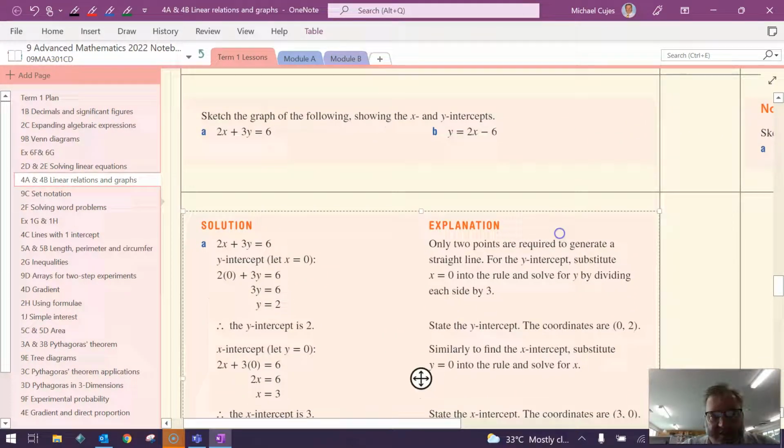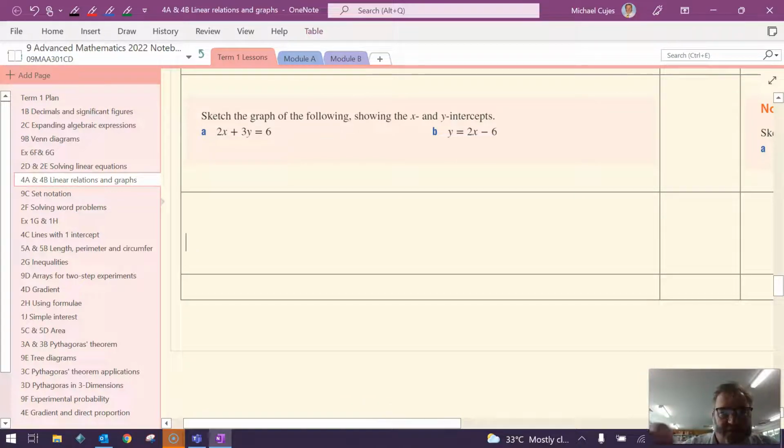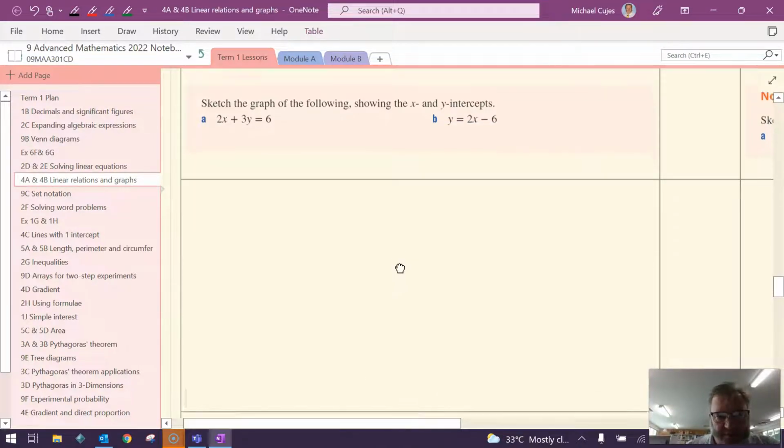Sketching the graphs is the last little thing for today. I'm going to get rid of their things and do it myself because it's going to be more fun for me and for you. Give myself a little bit of room there again, though.